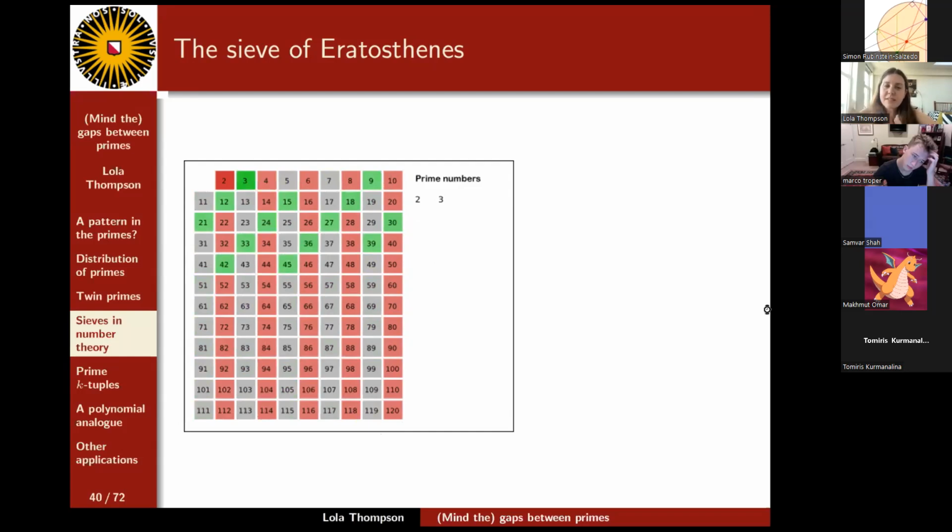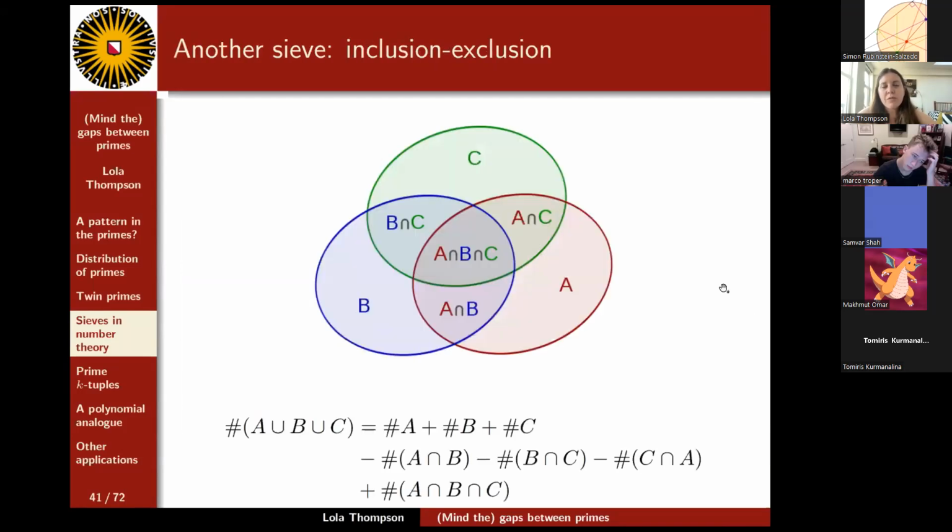Anyway, this gives us a nice way of efficiently finding a list of prime numbers. And so that's one form of sieving. It gets rid of all these composite numbers and you're just left with primes. Another form of sieving is called inclusion-exclusion.